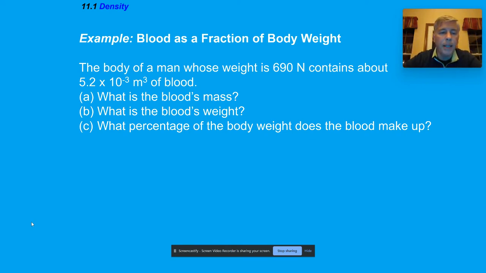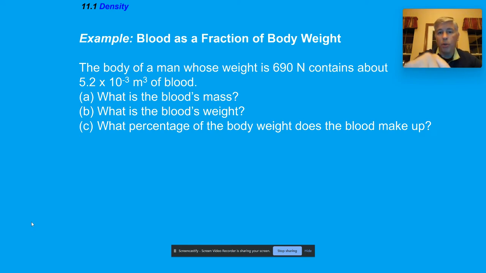Okay, let's try a little example here. Let's say the body of a person whose weight is 690 newtons contains 5.2 times 10 to the minus 3 cubic meters of blood. We want to know what's the blood's mass, what's the blood's weight, and what percentage of the body weight does the blood make up. So there's our little sample problem. My suggestion would be to pause it at this point and give this a try so you can see if you can do it as well.